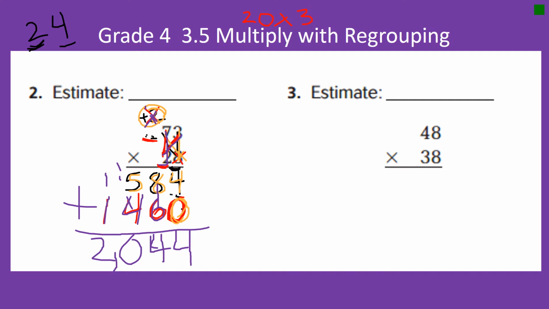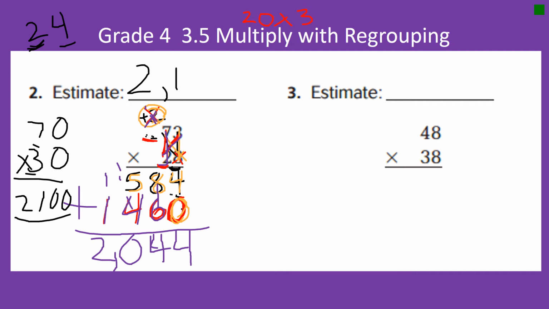Now, Mrs. Olvey forgot to estimate first. So let's do that right over here. We can barely read it now. It said 73 times 28. 73 rounds to 70. 28 rounds to 30. Just multiply those two. 7 times 3 is 21, 2 zeros. There's our estimate. Sorry about that. Okay. Is that a reasonable product? 2,044? Yeah, those are very close. Estimate and actual product.